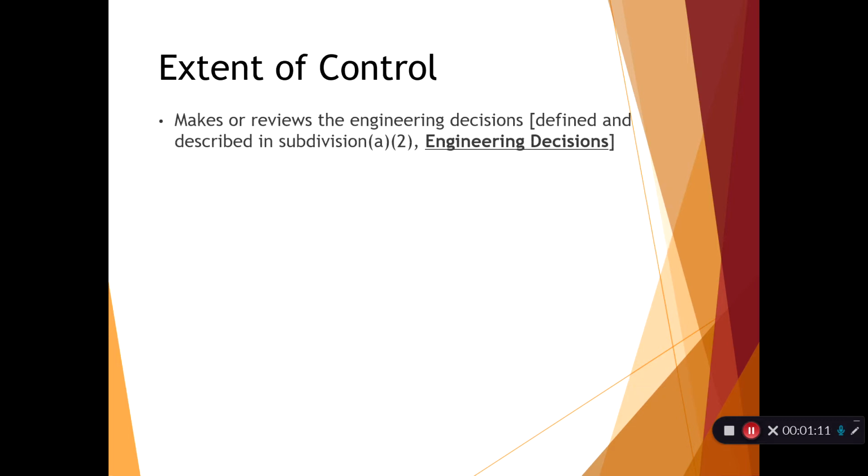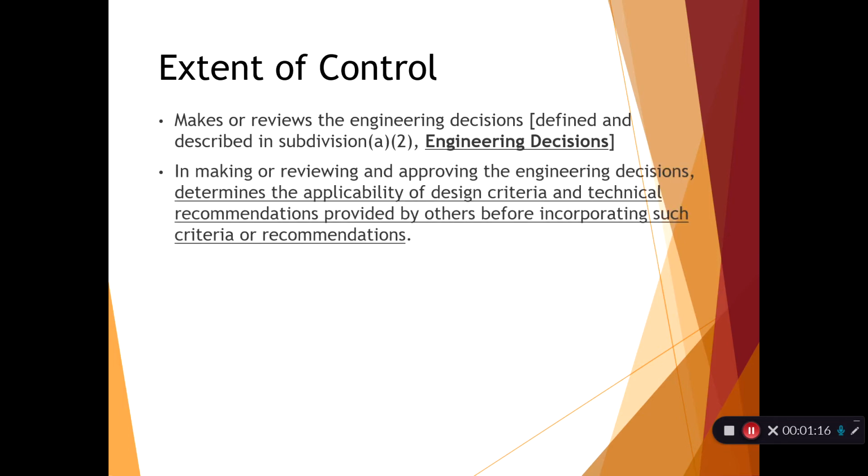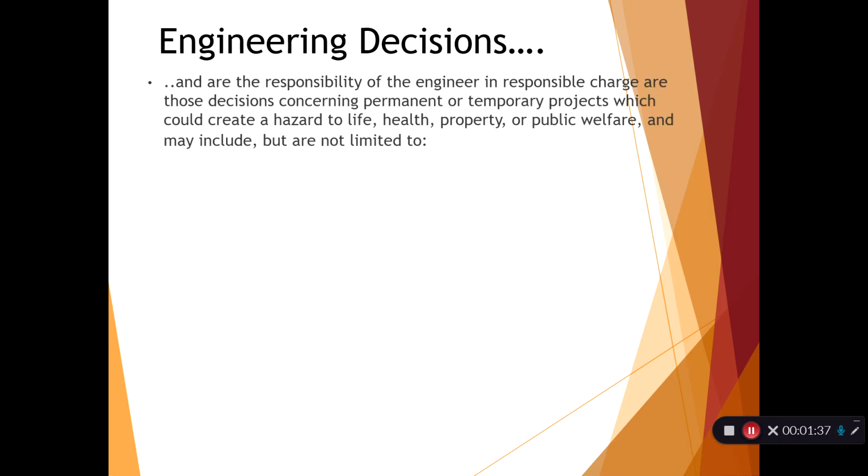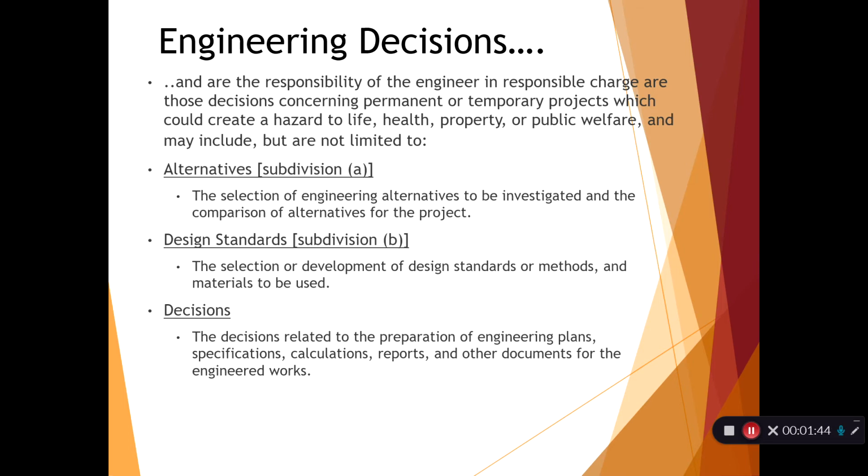Extent of control. This involves reviewing those plans. Notice that it talks about determining the applicability of design criteria. We will find in our experience that there's a myriad of standards. They don't all apply to the same situation. If they did, we wouldn't need licensing. And so there's an understanding that has to be applied of when certain codes apply and when they don't. Engineering decisions end up as the responsibility of the engineer in charge.